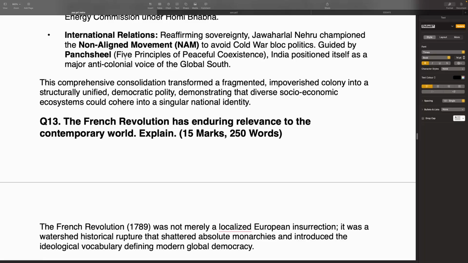International relations. Reaffirming sovereignty, Jawaharlal Nehru championed the non-aligned movement to avoid Cold War bloc politics. Guided by Panchsheel, the five principles of peaceful coexistence, India positioned itself as a major anti-colonial voice of the global south. This comprehensive consolidation transformed a fragmented impoverished colony into a structurally unified democratic polity, demonstrating that diverse socio-economic ecosystems could cohere into a singular national identity.